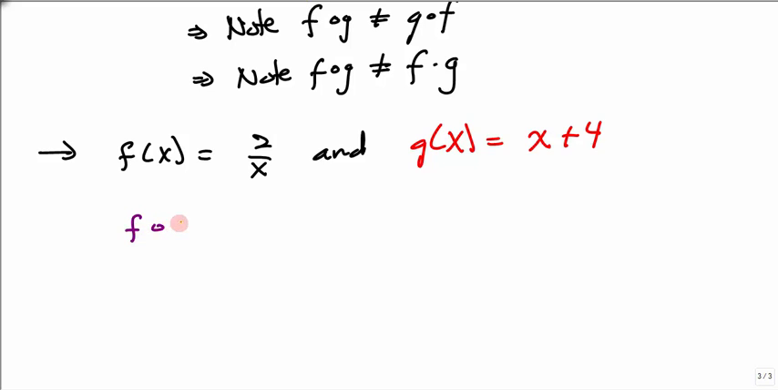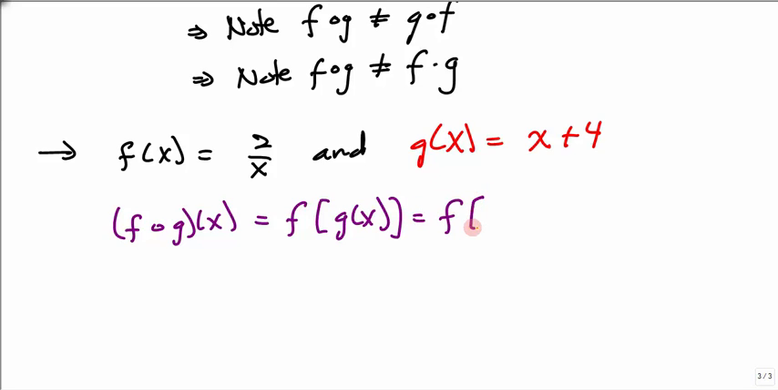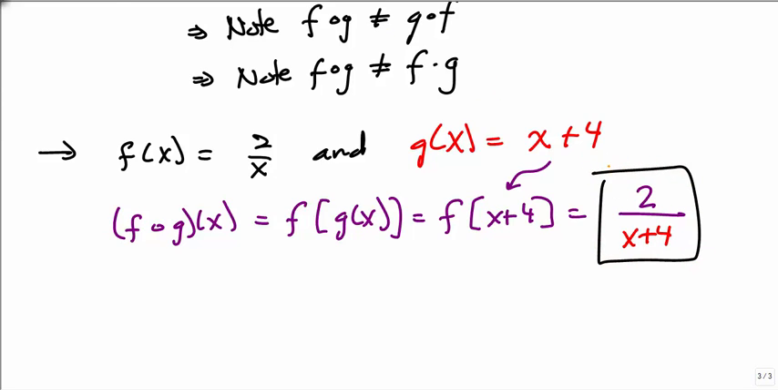F of G of X then, and I like to write these with different notation than this. I like to write it F and then in parentheses or brackets G of X. This means in my function F, I plug in the entire function G. So G in this case is X plus 4. And that came from right here. So this means in my entire function F, wherever I see an X, I plug in X plus 4. So F of G of X is 2 over X plus 4 for this case.